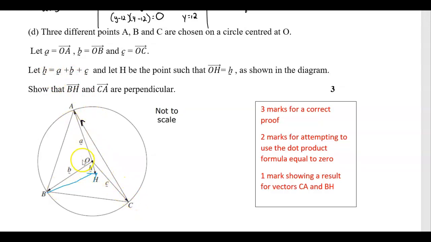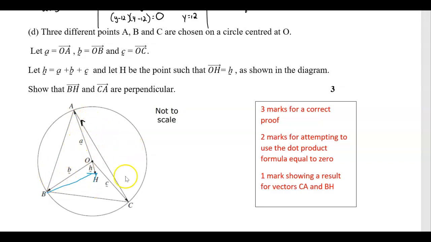So we can't draw that in there, but we might need to use that at some point along the way. And let H be the point such that OH is equal to vector H. So all that's on there. What we want to do is show that BH, that one there, and CA, that one up there, and so I put an arrow in that direction, are perpendicular.